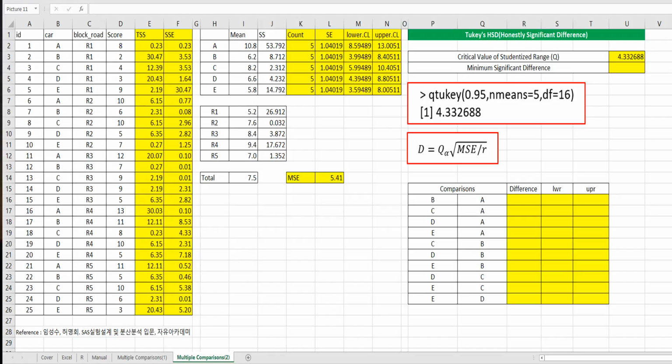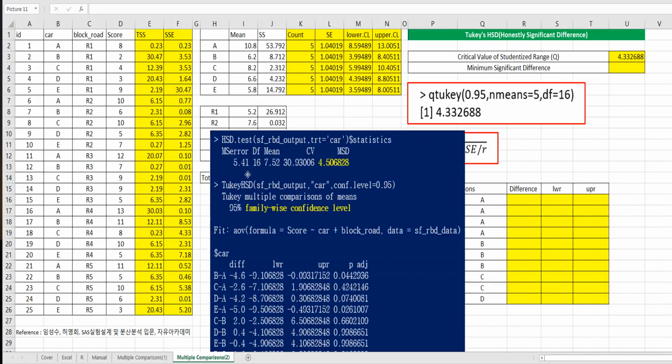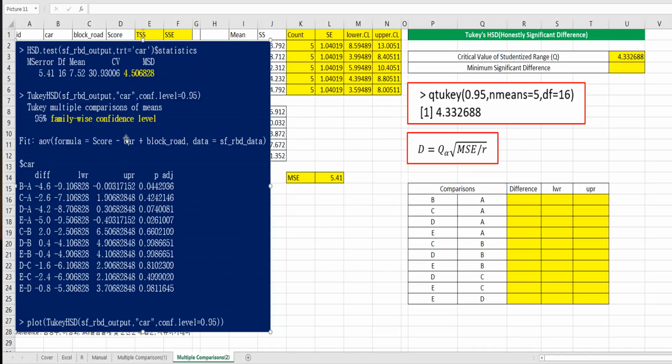In this video, I would like to share how to do Tukey's HSD test for single factor experiments in a randomized block design. If you run our program with the HSD.test function with $statistics, you can see the minimum significance difference here. And if you run the Tukey HSD function with the anova output with treatments and confidence level, you can see the 95% family-wise confidence level. So I want to show you how to get this data in Excel.